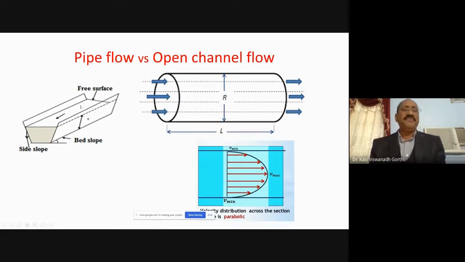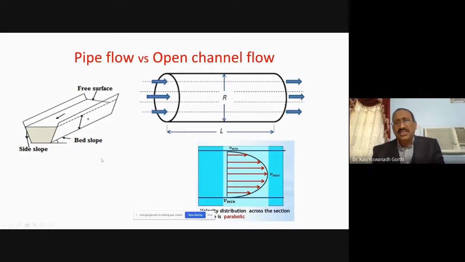So there will be a free surface. This is one basic difference between the open channel flow and a pipe flow. In the case of pipe flow, you don't have any free surface. In the case of a closed conduit or a pipe flow, the entire cross-sectional area is completely filled with the flowing liquid, and the liquid flows under pressure. But in the case of open channel flow, the water flows by the action of gravity with the free surface, the interface between the overlying atmosphere and underlying flowing liquid.